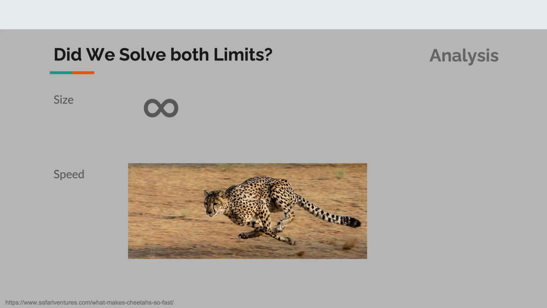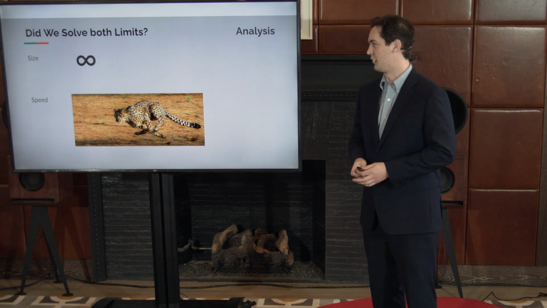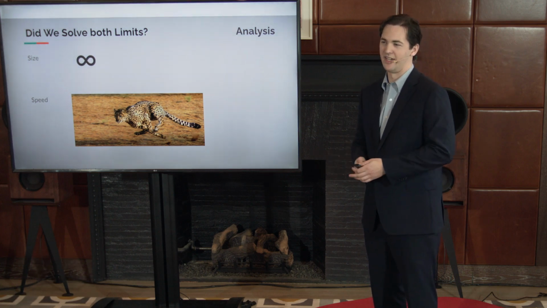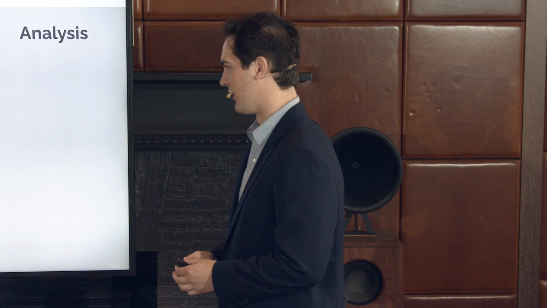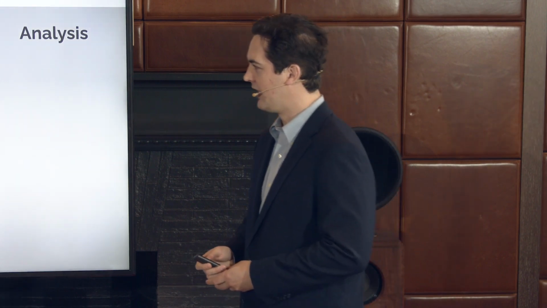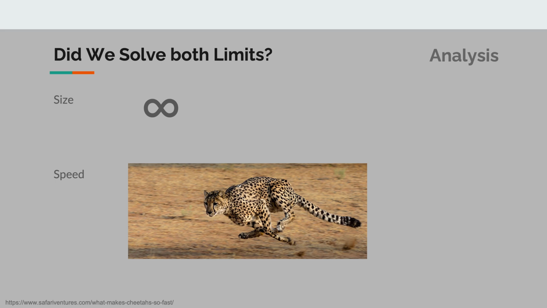So do we solve both limits? The unlimited context window, the size, yes, it can handle any amount of input, as I showed through the funnels. And then for speed, was it fast? Do you guys like it? So I'd say this algorithm pretty much solved it.